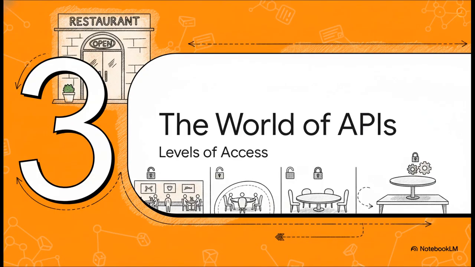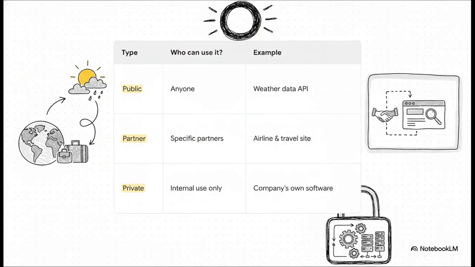Okay, so not all APIs are the same. Just like a restaurant might have its main dining room open to everyone, but also a private room for a party, and maybe a special table reserved for partners, well, APIs have different levels of access too. This table breaks it down perfectly. You've got public APIs, which are open for any developer out there to use. Think of a weather service. Then you have partner APIs, which are shared between specific businesses, like an airline letting a travel site access its booking system. And finally, there are private APIs, which are just used inside a company to make all their own software talk to each other.